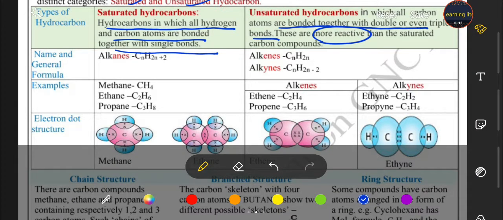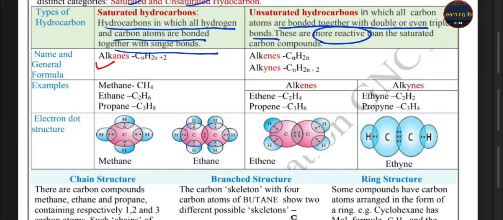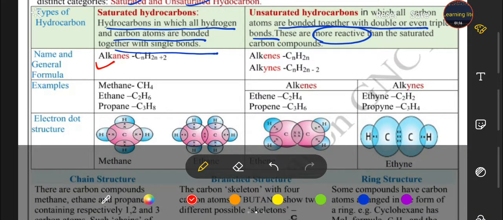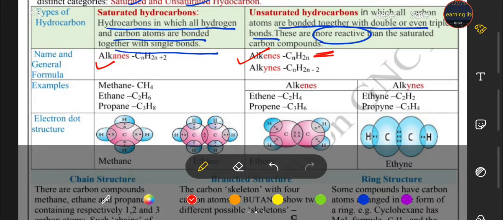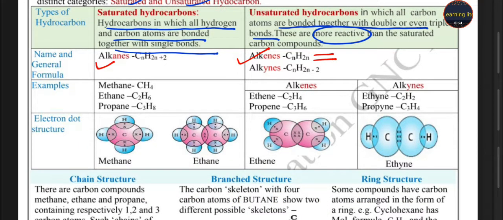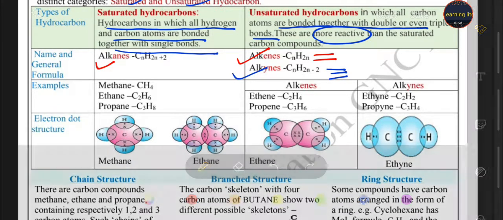If we talk about their names, saturated are called alkanes. It means the sound is ane. And unsaturated, if it is double bonded, its sound is alkene. And if it is triple bond, its sound is alkyne.